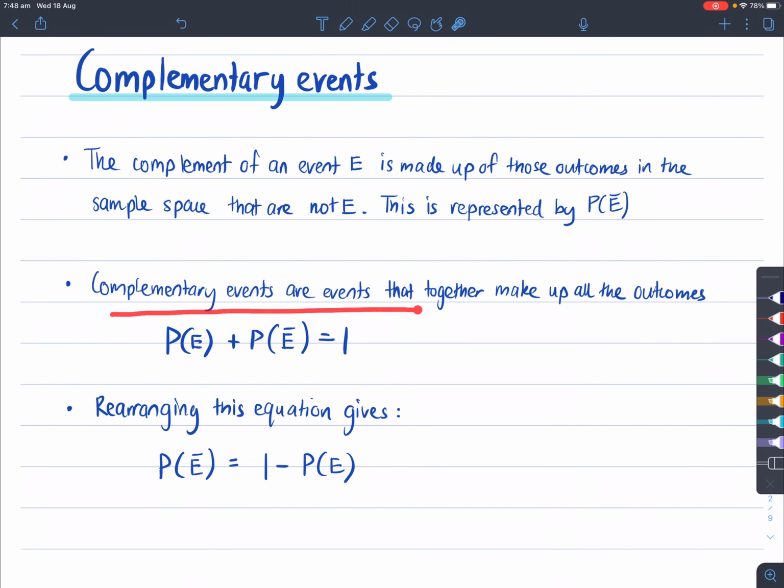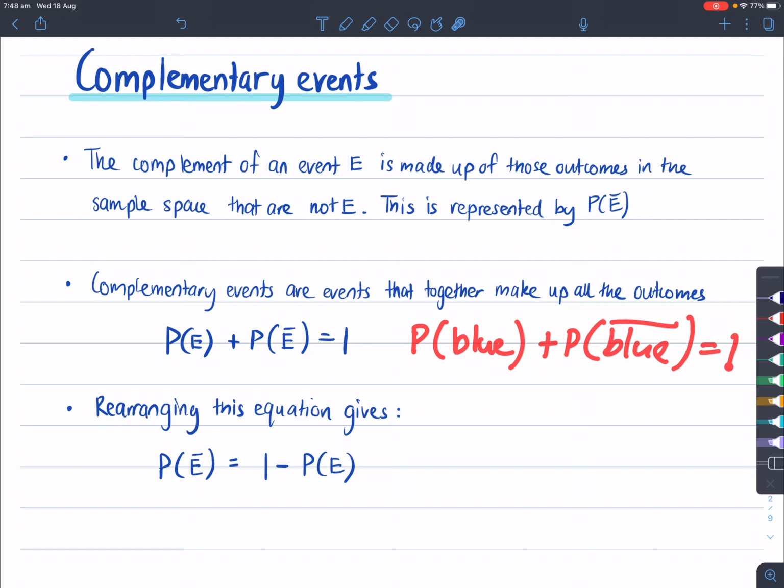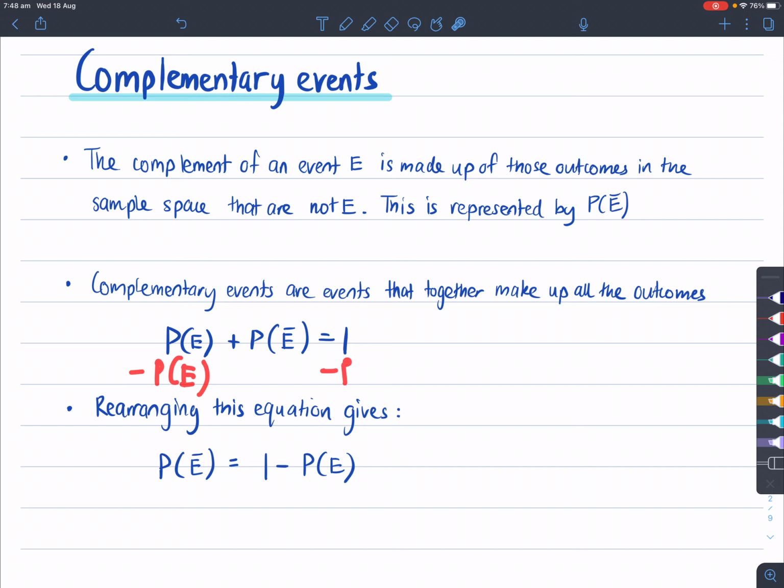Complementary events are events that together make up all the outcomes. So the probability of an event plus the probability of the complement of that event is equal to 1. For example, if I did the probability of blue, then I have to add the probability of getting marbles that are not blue, and that should equal 1, because this includes all the rest of the marbles that are not blue, whereas this one includes the blue ones. Now if I rearrange this equation just by subtracting P of E from both sides, this will cancel. That means what's left is this formula over here. This lets you calculate any kind of complement of an event.